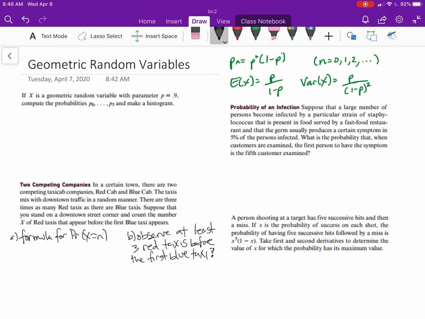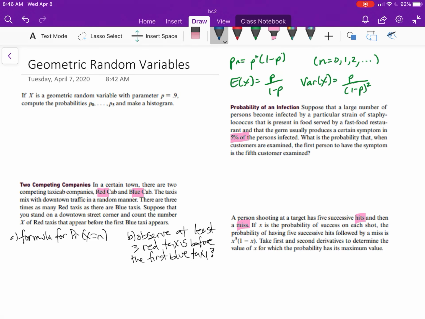choices. Okay, without reading through these, we could quickly see two competing companies. You either get a red or you get a blue. The probability of an infection: the person is either infected, 5%, or they are not infected. Person shooting at a target: they either will hit or they will miss, right? You flip a coin, you get a heads or a tails. Those all follow geometric distributions. And with that, we have these formulas to the upper right in green again.